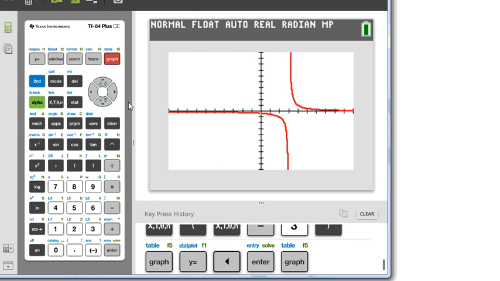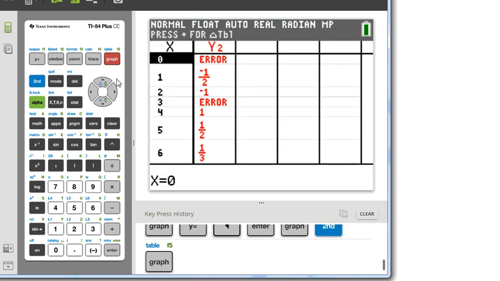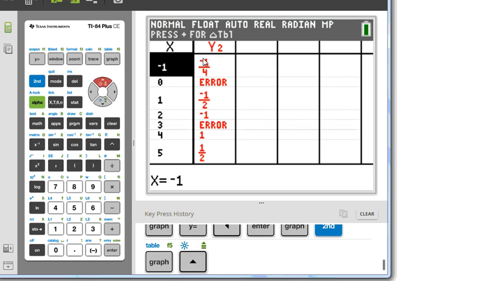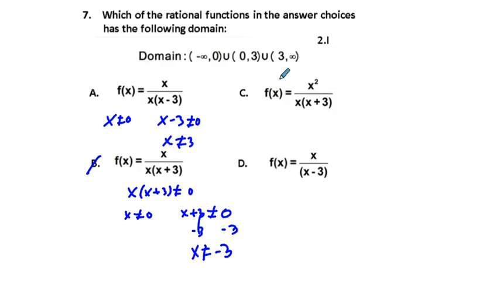And what do we have to do to be able to see it? We'll take the second graph, and at x equals 0, we have an error message. We do likewise for this. But those would be our discontinuities, at x equals 0 and at x equals 3. So that would make A our correct answer.